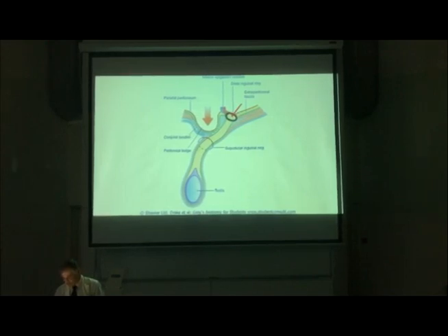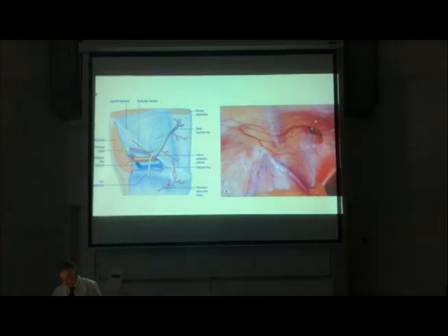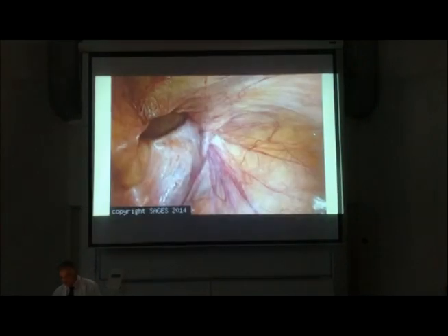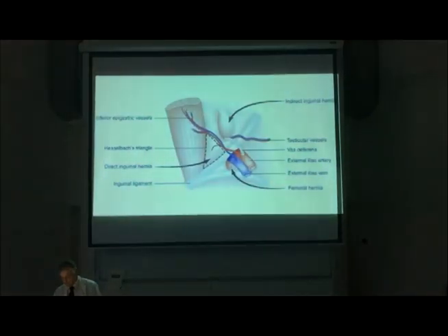The testis at the very early stages comes this way, passes through the canal, goes through the superficial inguinal ring and settles in the bottom of the scrotum. This pathway should disappear, should be blocked. Okay? If it does not block, then the hernia is called a congenital inguinal hernia. This is the opening of the internal inguinal ring, seen from inside.